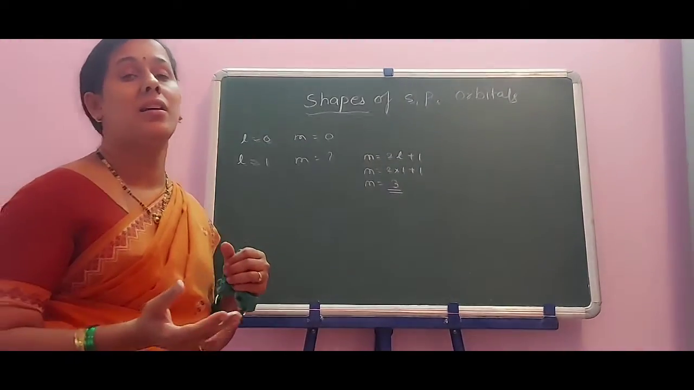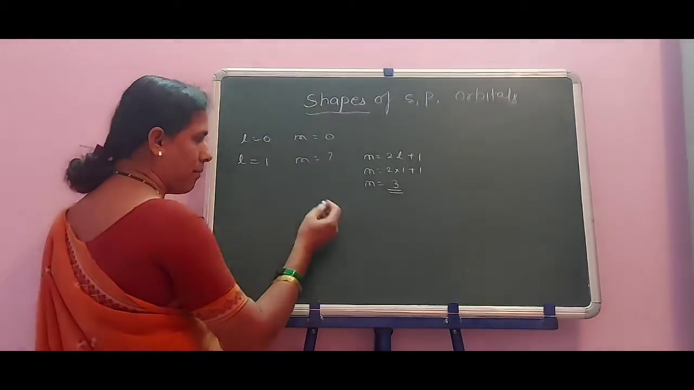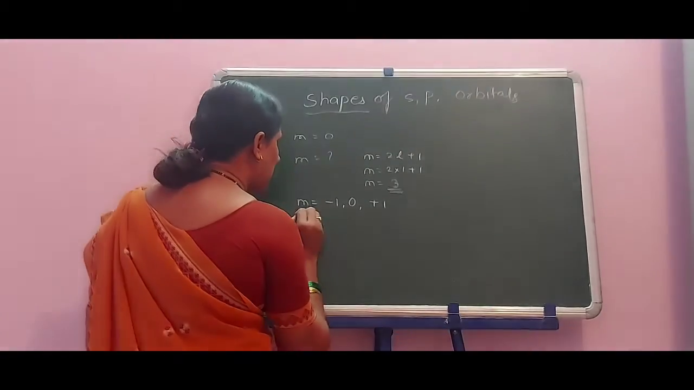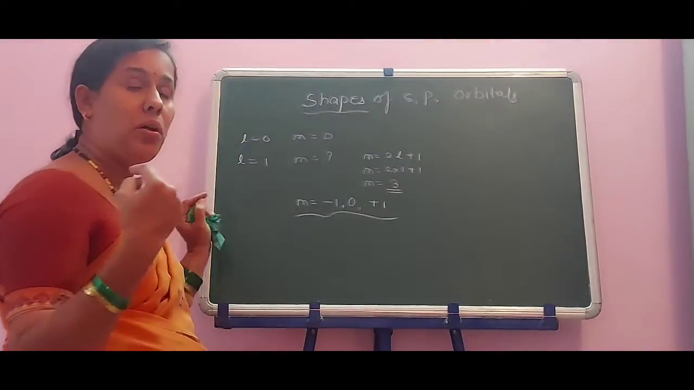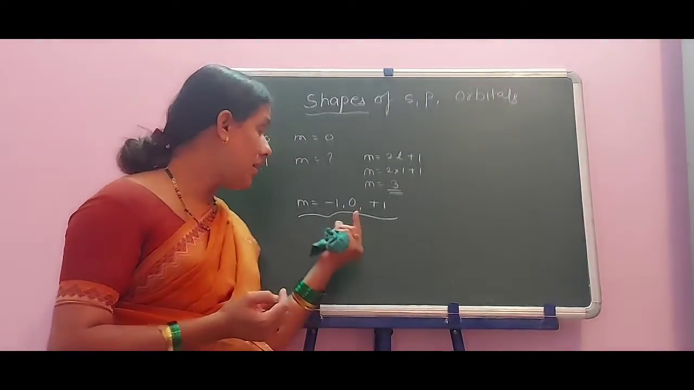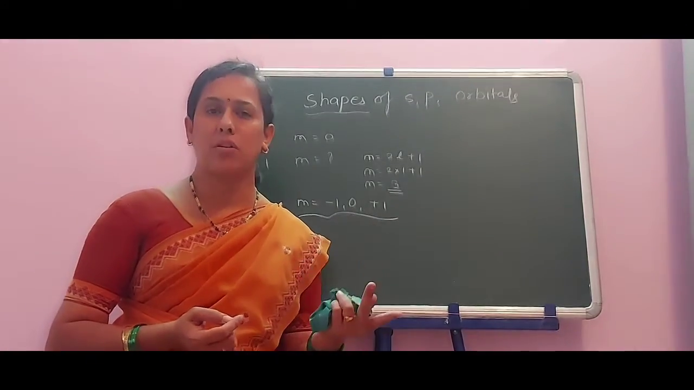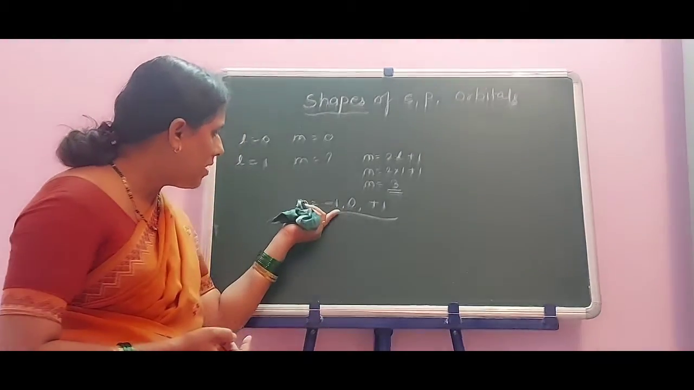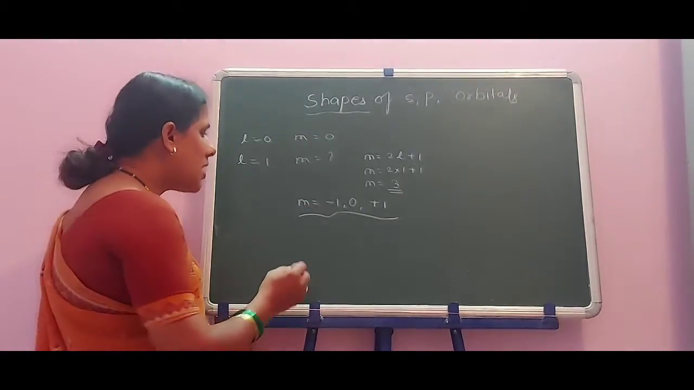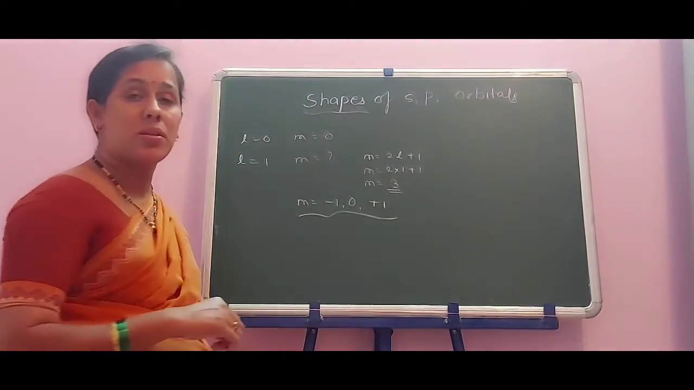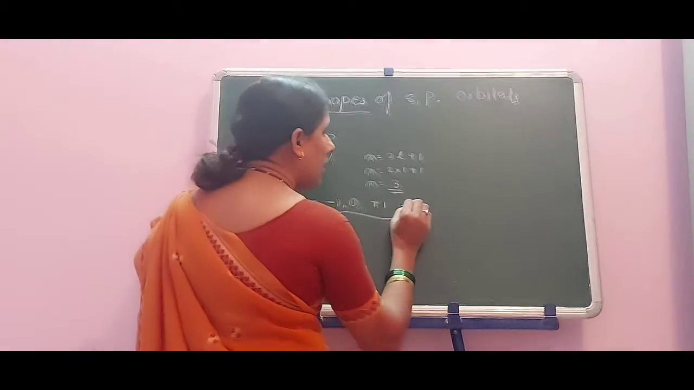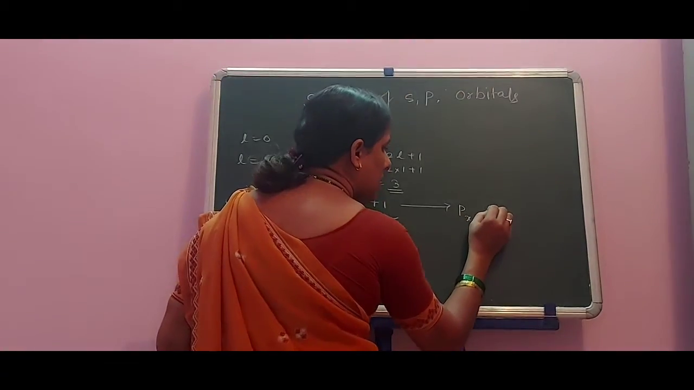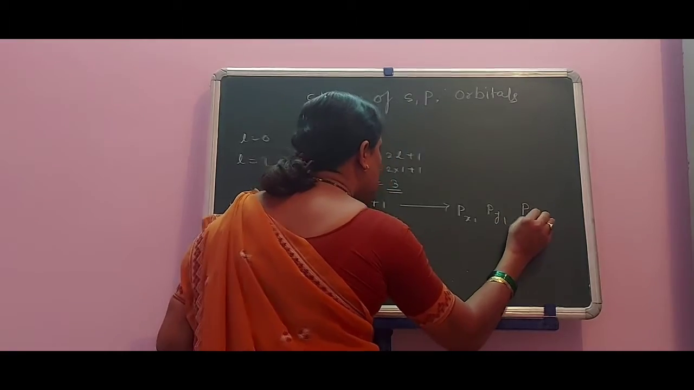Which are the 3 values of m? They are -1, 0 and +1. These are the values according to our previously learned quantum numbers: principal quantum number, azimuthal quantum number, magnetic quantum number and spin quantum number. These 3 values of m denote the p orbitals along the 3 coordinate axes. First is px, second is py, third is pz.